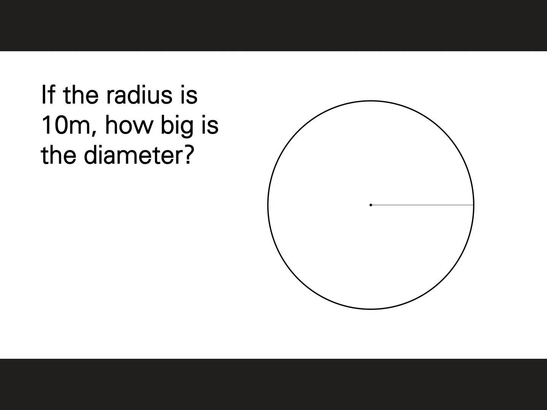Okay, let's go the other way. What if the radius is 10 meters right here? How much would the diameter be? Remember, the diameter is 2 of these. And so if I have a 10 meter there and I have a 10 meter there, how much do I have altogether? 20 meters would be my diameter.